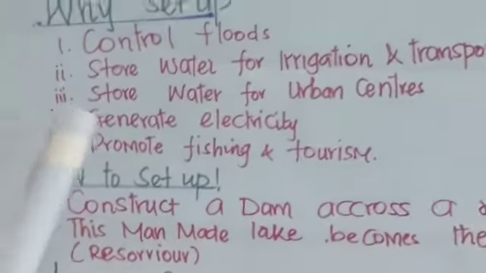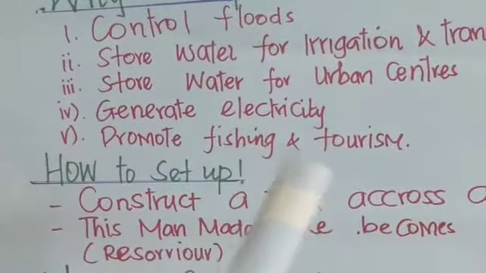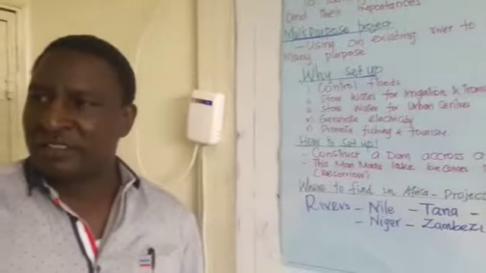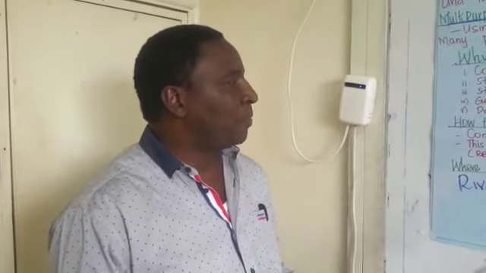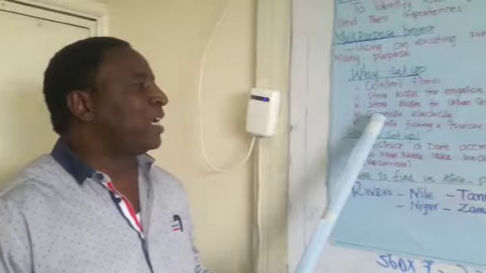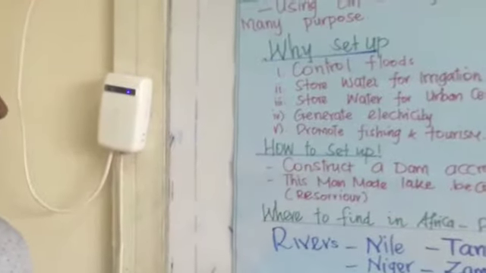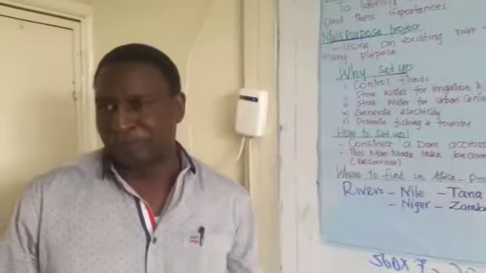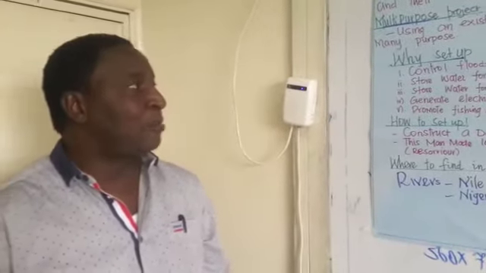Number three, we store water for use in urban centers. Remember, our city, Nairobi, doesn't have a river, or many of the rivers in our city are contaminated and polluted. But we need water in our homes, in our industries. So we get water from multipurpose river projects and dams. The next one is to generate electricity, as I had mentioned. Then we also promote fishing and tourism. These are some of the reasons.